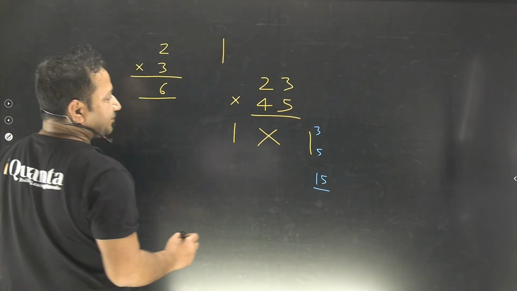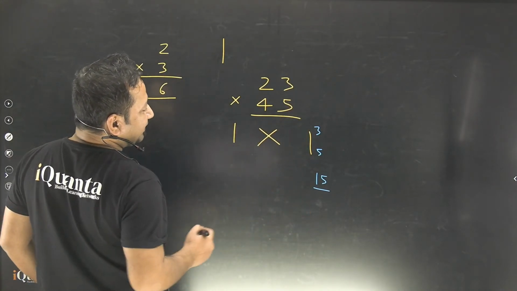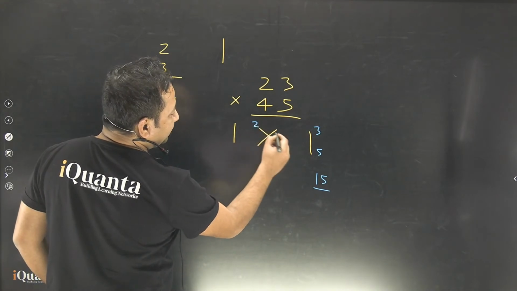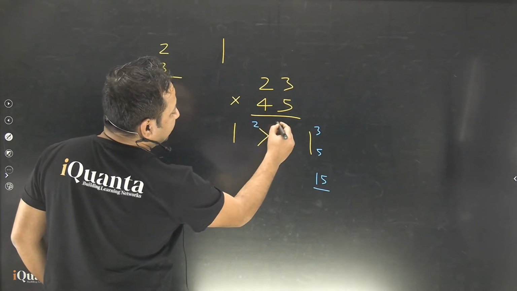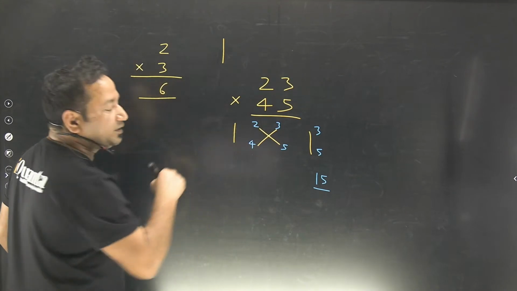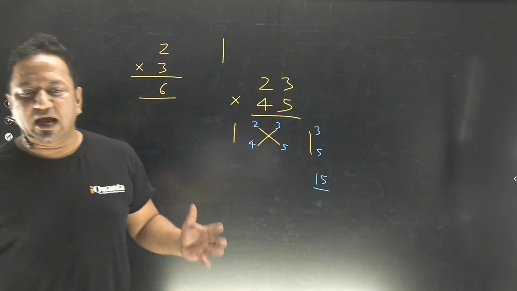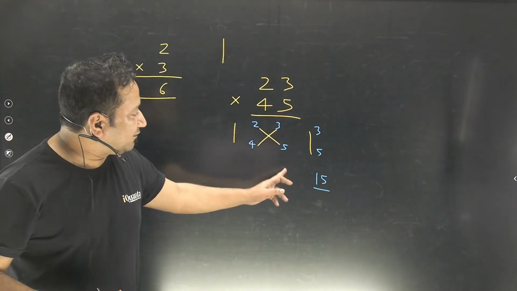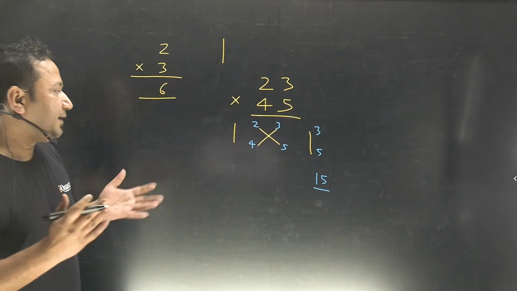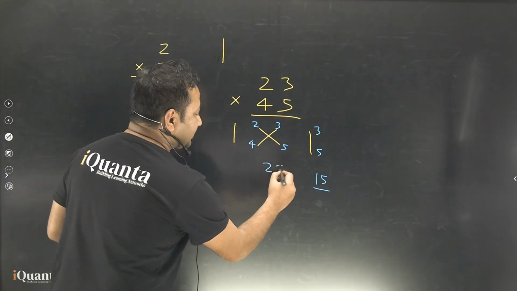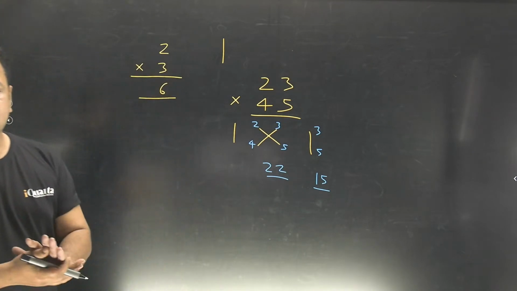Coming to the second step. Look at this. So basically, we'll multiply 2 with 5 and 3 with 4 and then add both the products. 2 5s are 10, 3 4s are 12. 10 plus 12 is 22. Is that clear? This step is also clear.